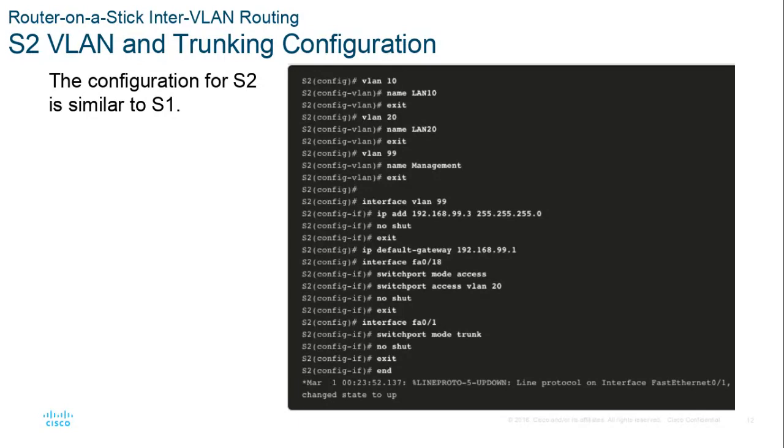So here's the configuration, for example. Let me turn on my little pencil here. Okay, so configuration for S2 is going to be similar to S1. On S2, we had a PC plugged into port 18. We configured that as an access port and assigned it to VLAN 20.